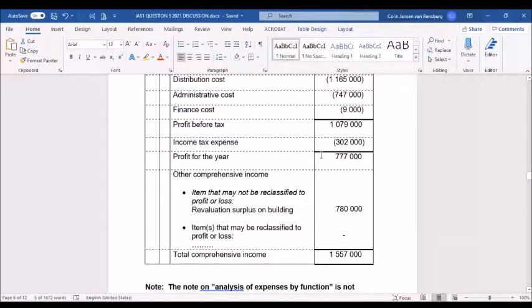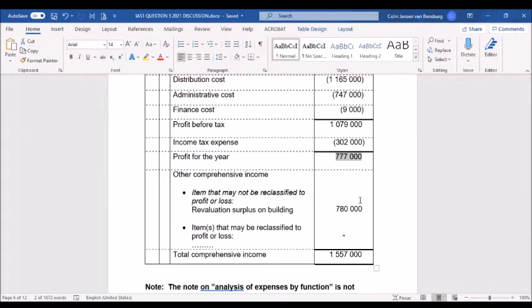So then we get to our next line item. Again, this is going to be a subtotal, ladies and gents. So we draw a line there, right? We draw a line, that's a subtotal. So we simply deduct the income tax expense of 302,000 from our profit before tax of 1,079,000 rands, gives us 777,000. And ladies and gentlemen, this is a disclosable item.